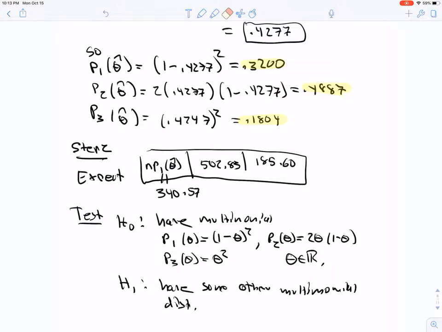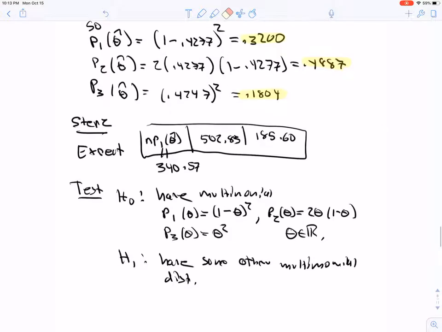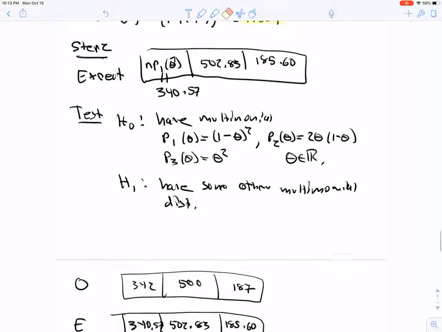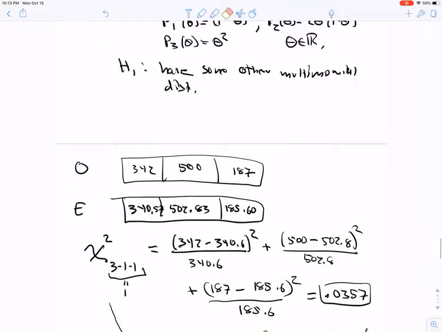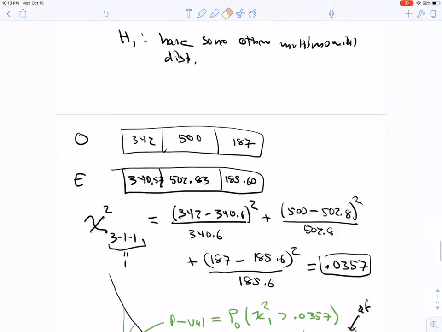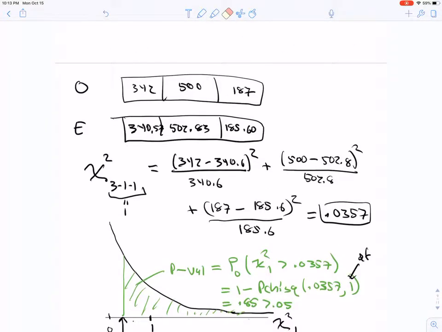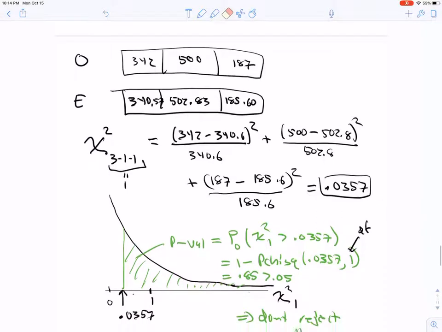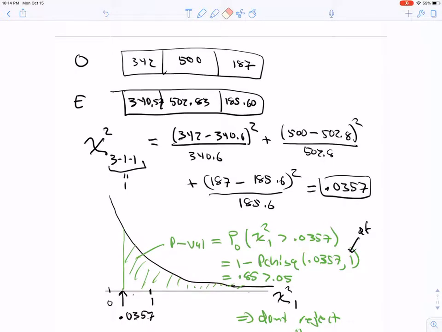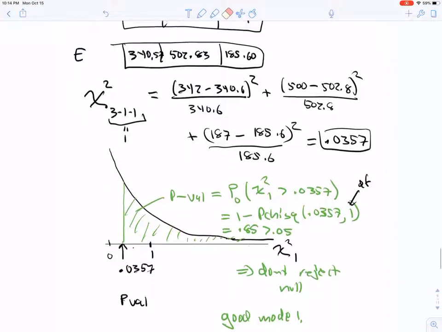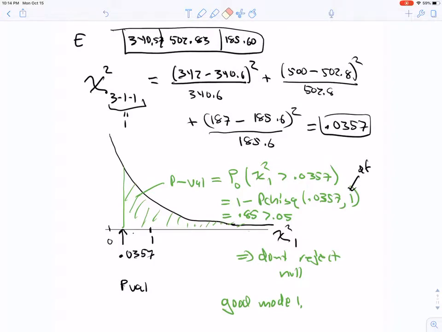Our null is that we have a multinomial given by the Hardy-Weinberg model, and the alternative is that we have some other multinomial distribution. I've rewritten the observed and expected counts. You do a chi-squared goodness of fit test, and we got a very small chi-squared, which means that we're not going to reject the null. We're actually going to accept the null. It's a good match.